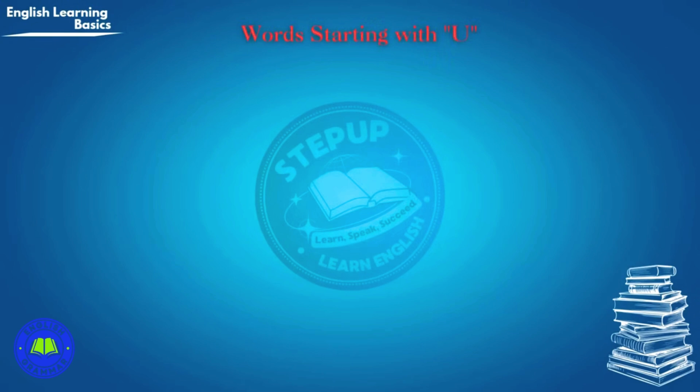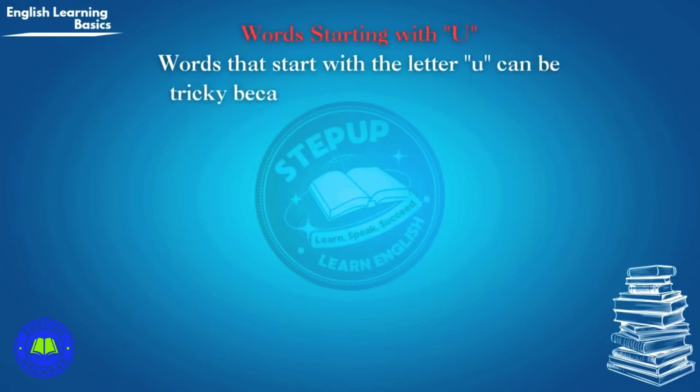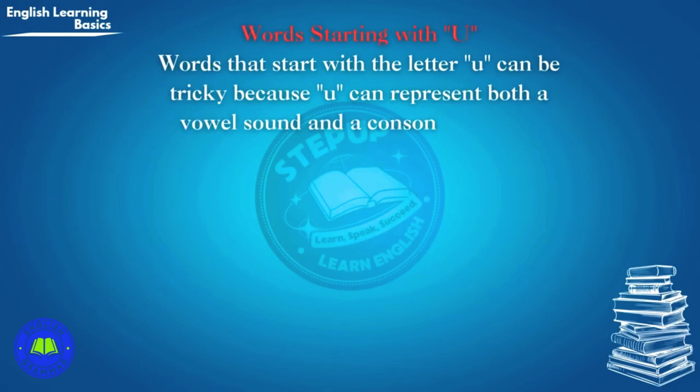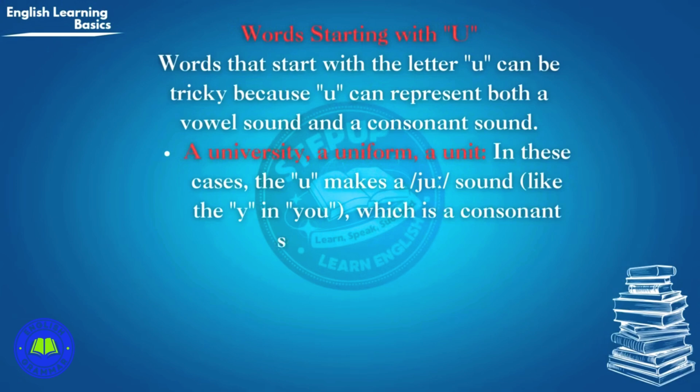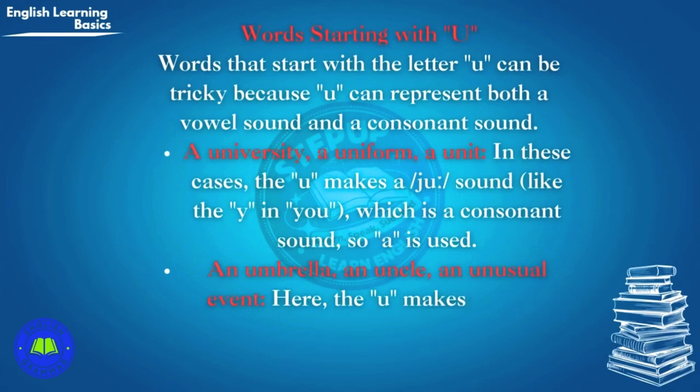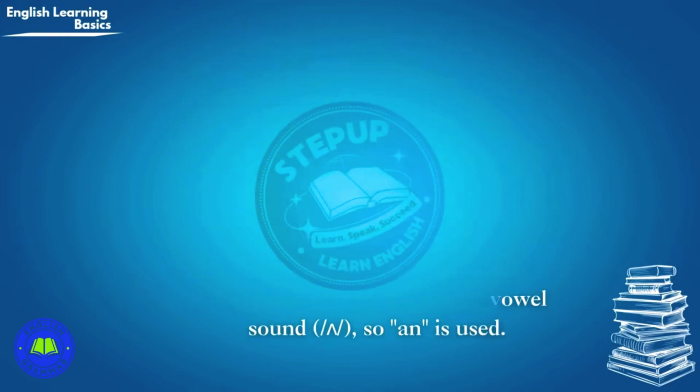Words starting with U. Words that start with the letter U can be tricky because U can represent both a vowel sound and a consonant sound. A university, a uniform, a unit. In these cases, the U makes a "yoo" sound, like the Y in you, which is a consonant sound, so a is used. An umbrella, an uncle, an unusual event. Here, the U makes a vowel sound, "uh," so an is used.